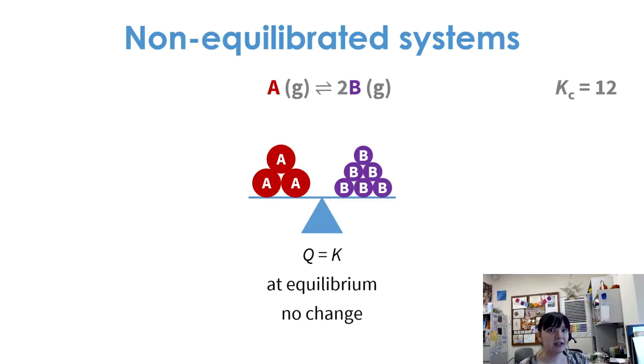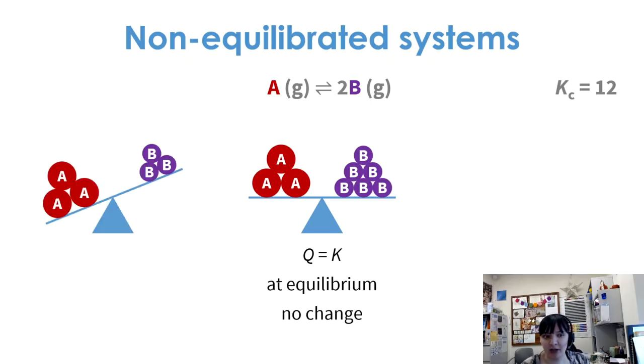Now compare this instead to a different scenario. Right here, I have on my little balance, again, some amount of A and some amount of B. But as you can see from the balance, it seems like there's a little bit more A or less B than what would be desired. What this means is that the reaction quotient Q is going to end up being less than K. We effectively have more reactants than we want or less products than we want, giving us a smaller Q value.